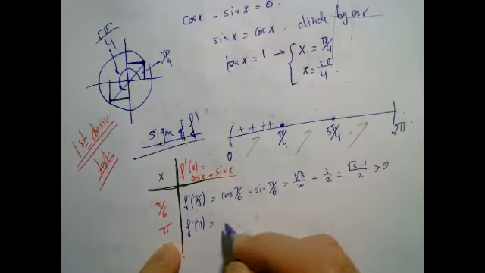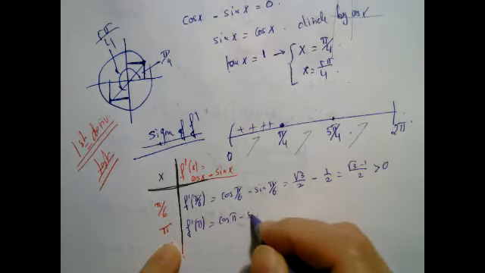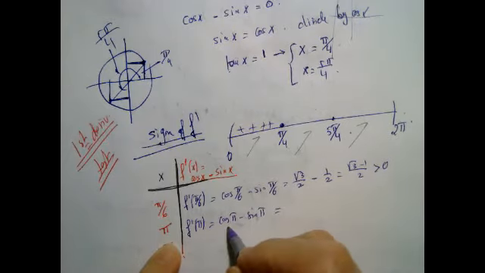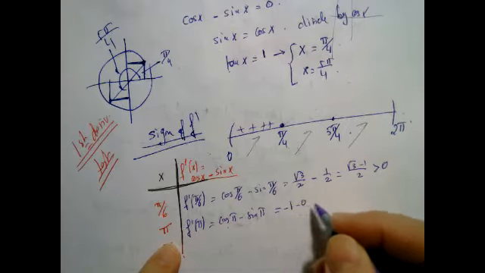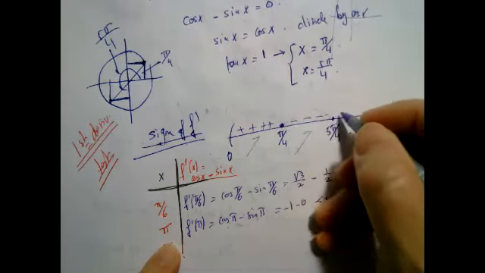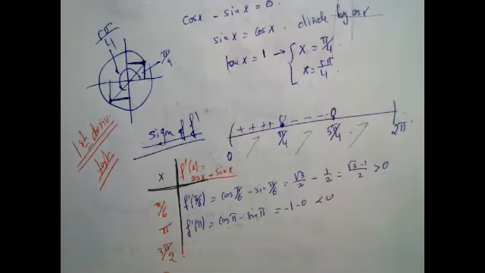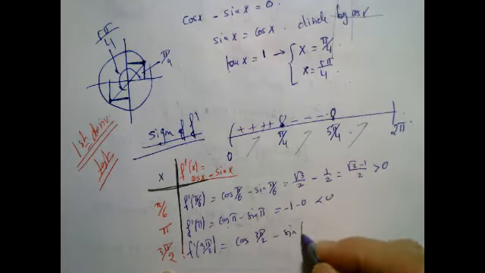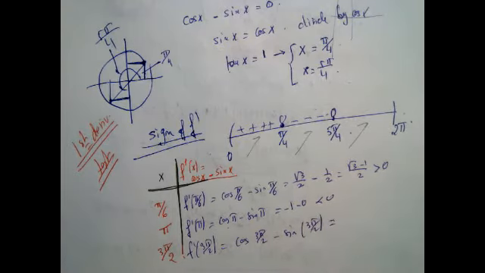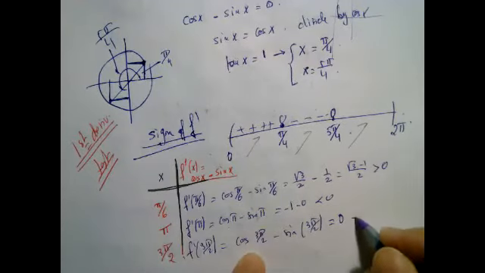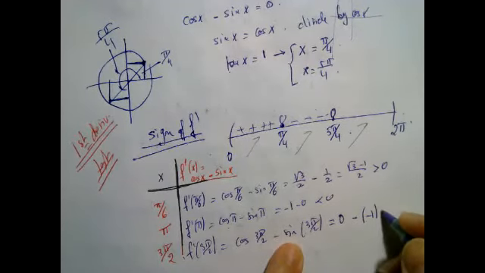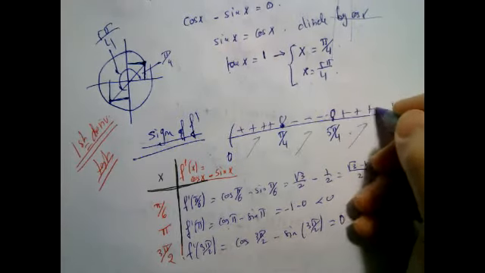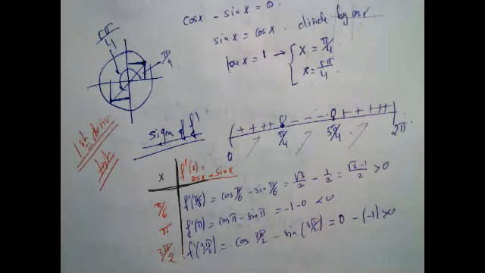At pi, I have cosine pi minus the sine of pi. The cosine of pi is minus 1, minus 0, so it's negative here. And at 3 pi over 2, I plug in: the cosine of 3 pi over 2 minus the sine of 3 pi over 2. The cosine of 3 pi over 2 is 0, and the sine of 3 pi over 2 is minus 1. So that's positive. Okay, so this is the sign of f prime.